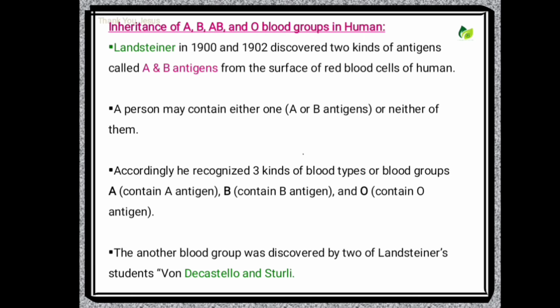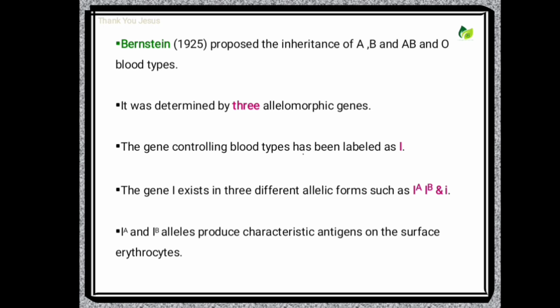So another blood group was recognized by two of Landsteiner's students, Von de Castello and Sturli. Okay, so persons with AB blood group contain both the antigens. That means they contain two alleles, such as capital A and capital B. So then they'll have the blood group AB. Bernstein proposed the inheritance of A, B, AB and O blood types. It was determined by three allelomorphic genes. So, if more than two alleles are present, that is called multiple allelism.